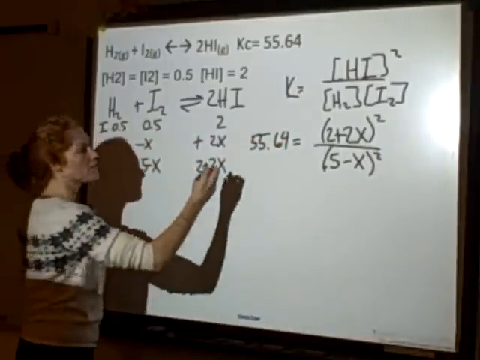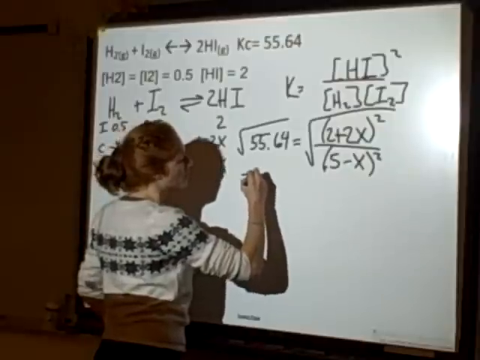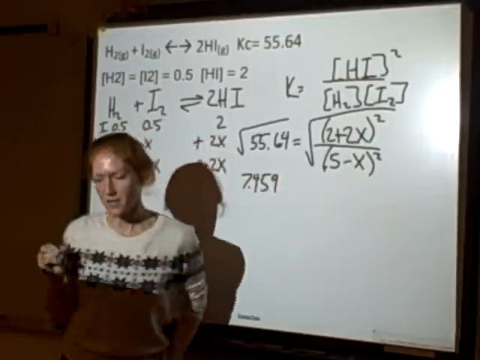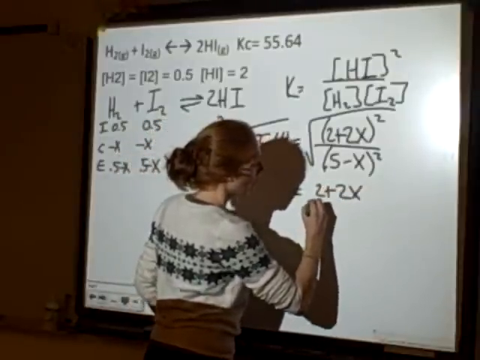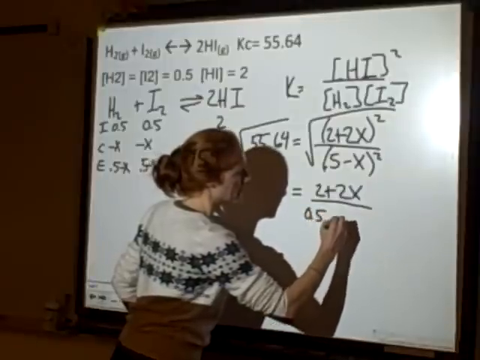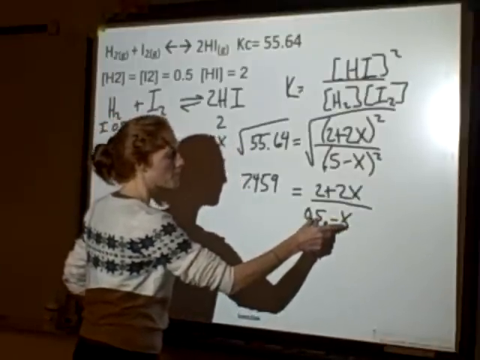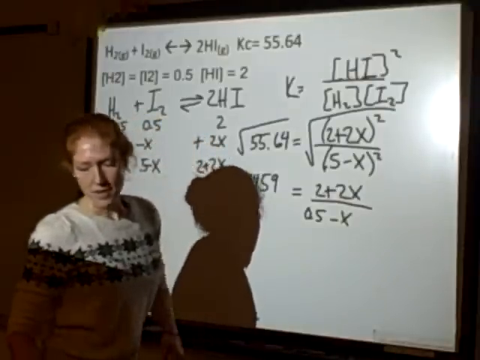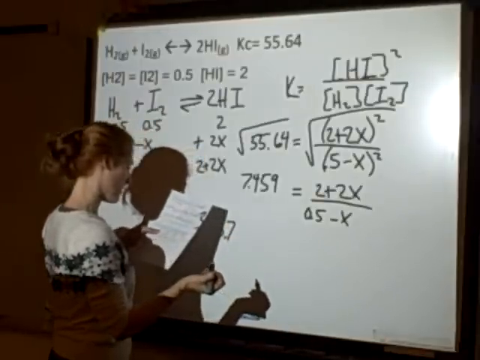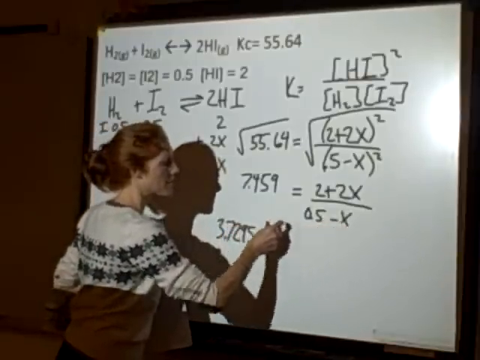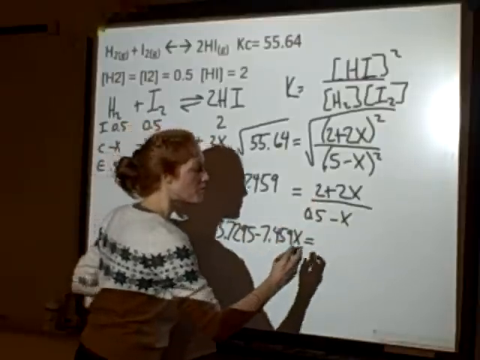Okay, so once again I can see, conveniently enough, I have a perfect square, so I can square root both sides. We'll do that. And this ends up being 7.459, or is it 549? Yep, 7.459 is equal to 2 plus 2x over 0.5 minus x. So now I'm just going to do some algebra. I want to go ahead and get this out of the denominator first, and then the goal is to get x alone. So I'll multiply 0.5 minus x times this guy. And 0.5 times 7.459 is going to give me 3.7295. And this x, so minus 7.459x, is all equal to 2 plus 2x.